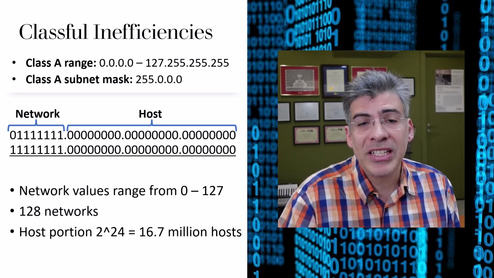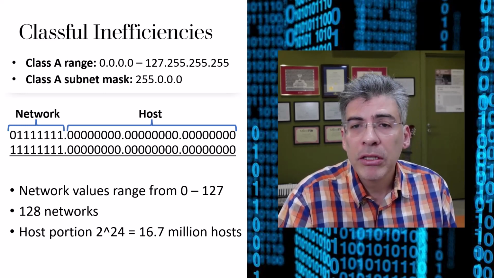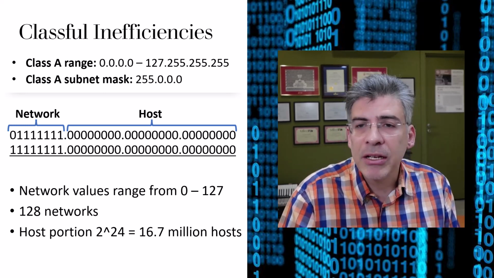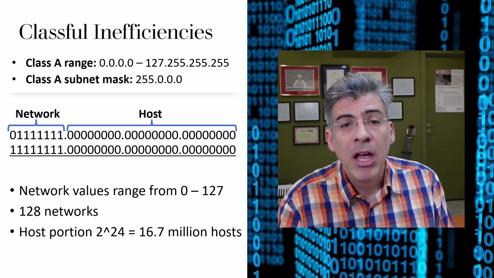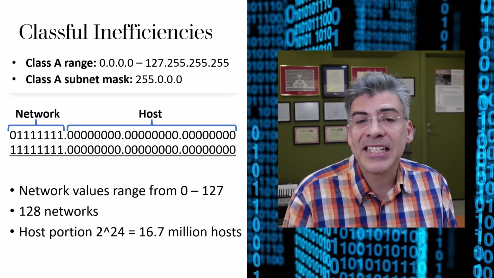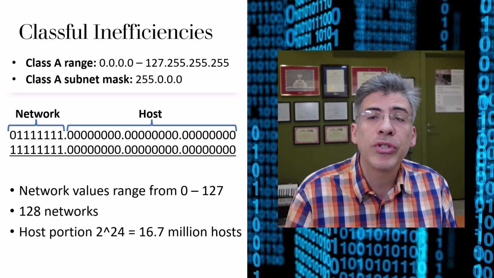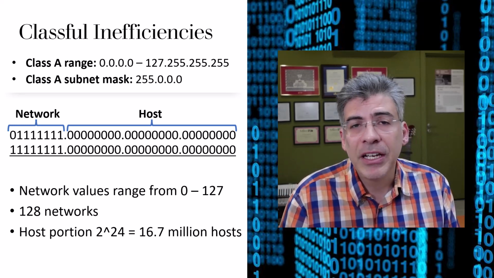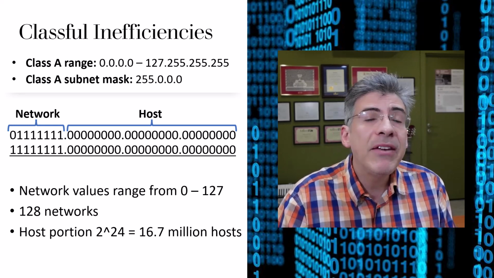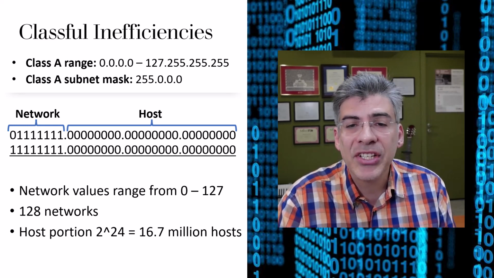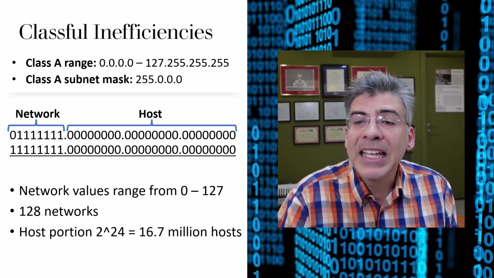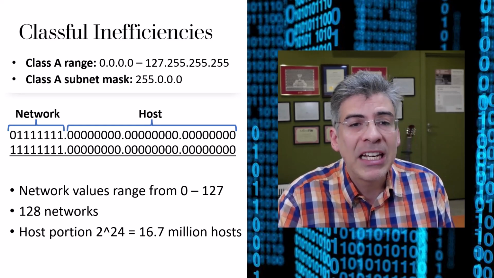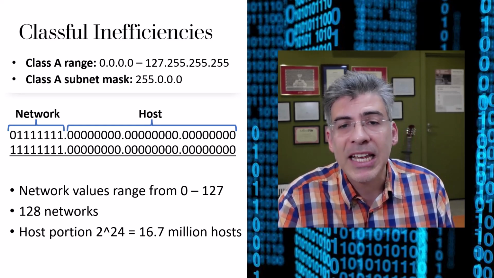So these inefficiencies caught up with the protocol, and this classful system proved to be too restrictive. For this reason, classless IPv4 addressing was introduced in the early 1990s, and I'll talk about that in another video, which is coming soon. Now, even though classful addressing is considered obsolete, it still remains as a functional part of many of today's modern network equipment and devices.